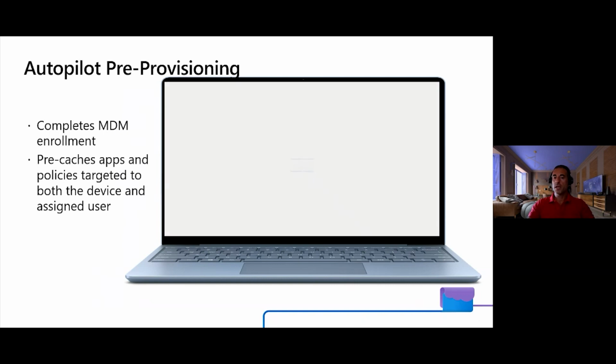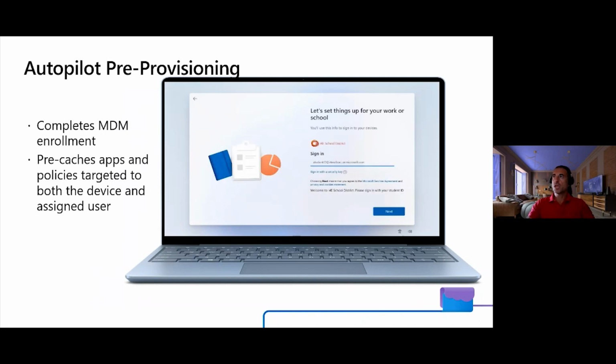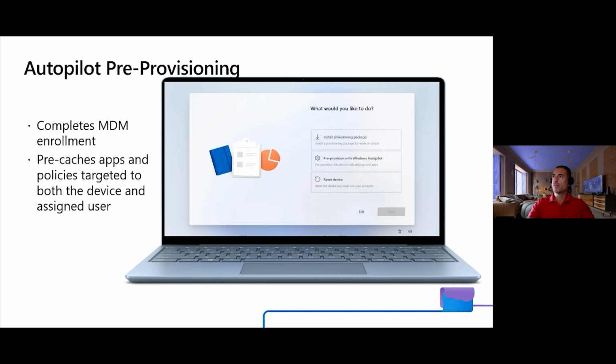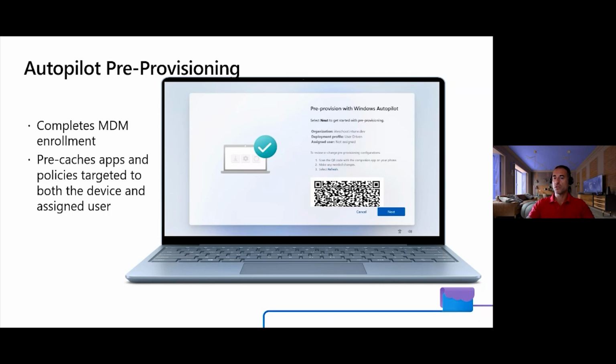So the device boots into OOBE, or out-of-the-box experience. We press the Windows key 5 times, and after that a new menu appears. We select pre-provisioning with Windows Autopilot and click Next. And the Windows Autopilot profile that has been previously created and assigned will be downloaded onto the device, so the pre-provisioning flow can actually start.